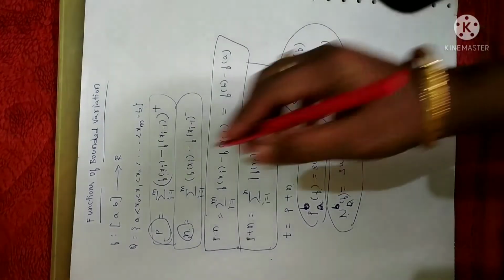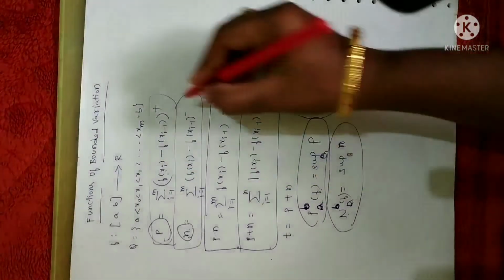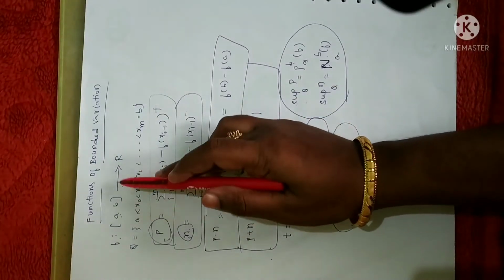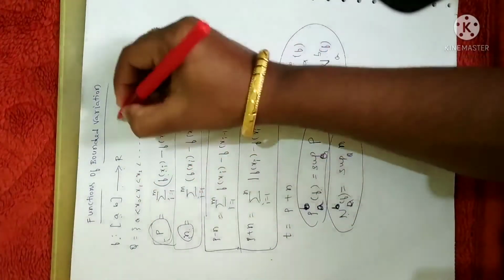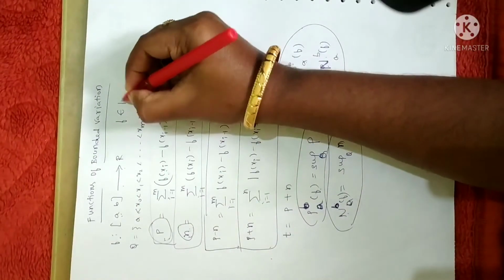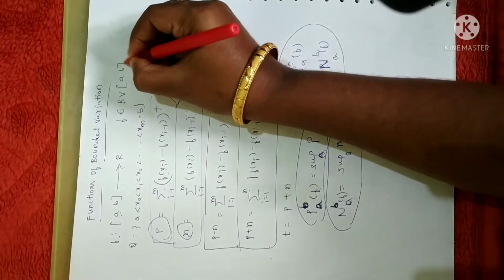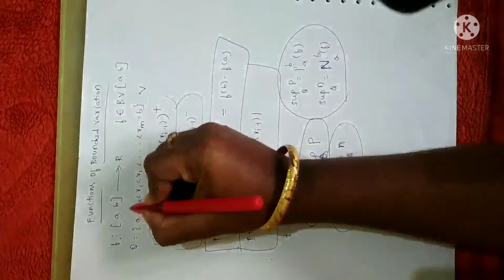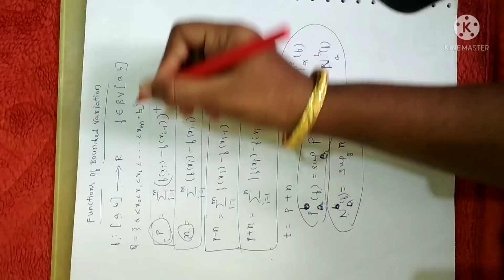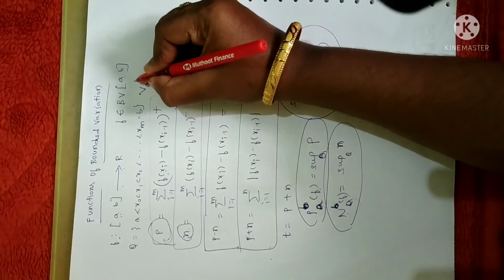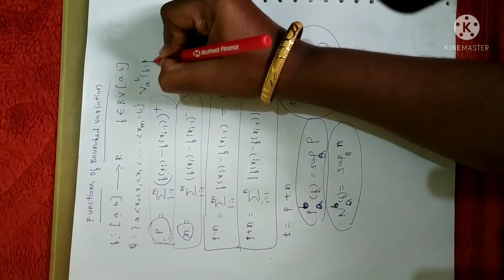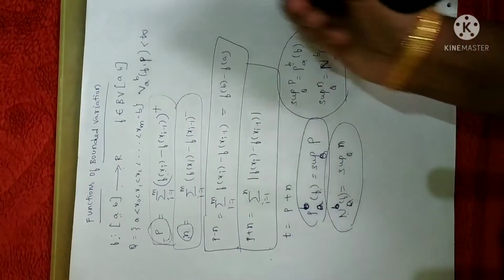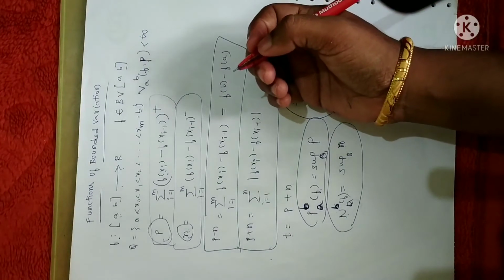Further, we can define the function of bounded variation as follows. Suppose I have a function f defined from [a,b] to R. It is said to be a function of bounded variation, and it is represented by f belongs to BV[a,b], if for each partition, the variation, represented by V from a to b of f and the partition P, is finite. That is, it is less than infinity. Fine.